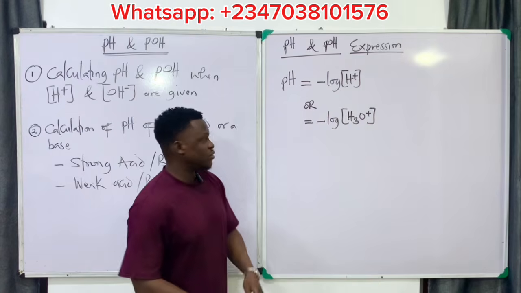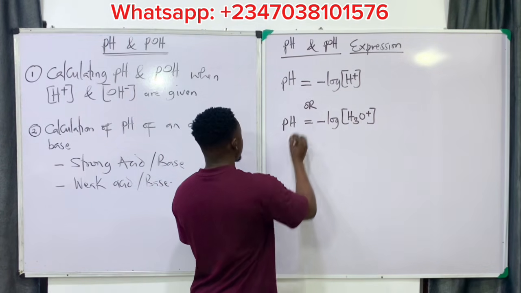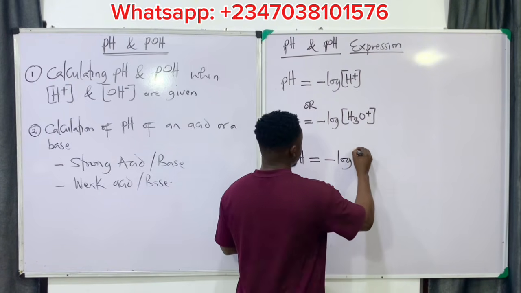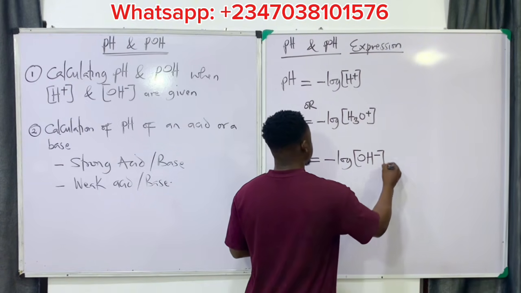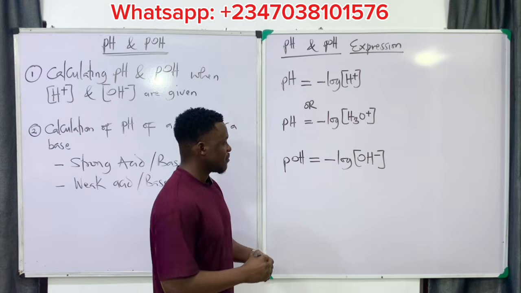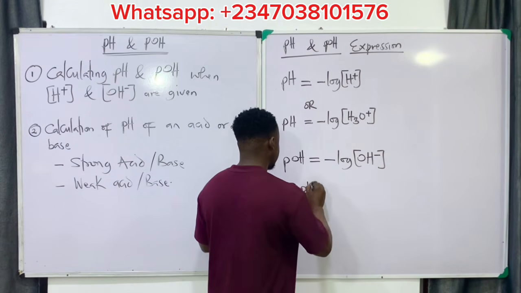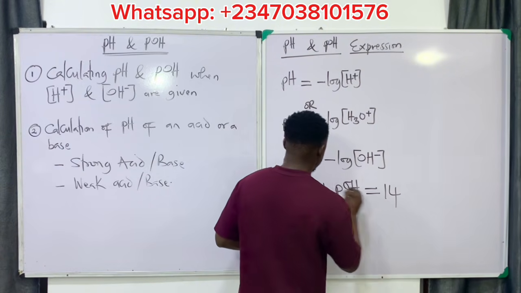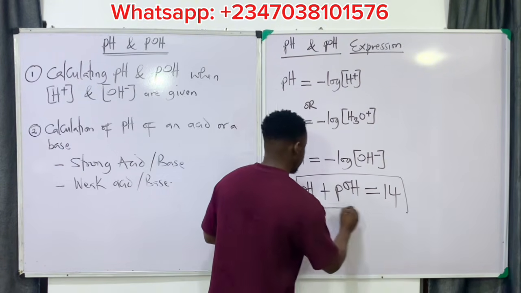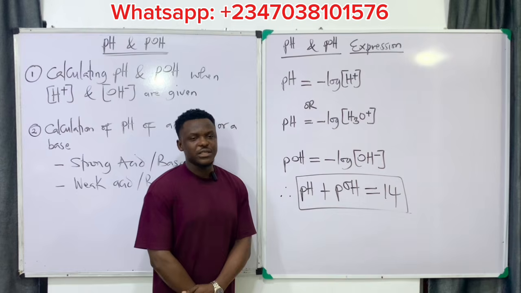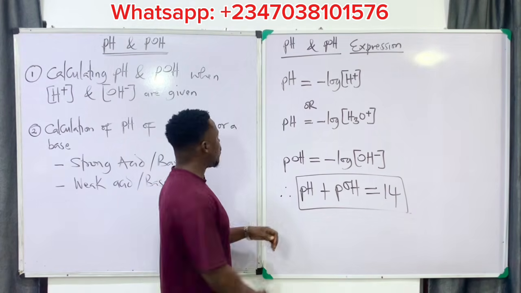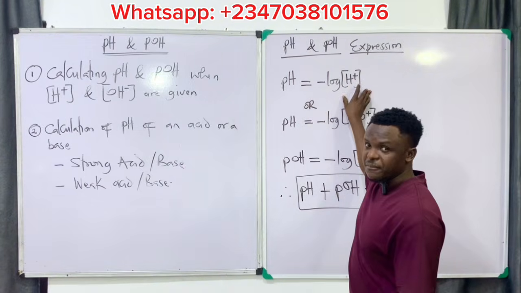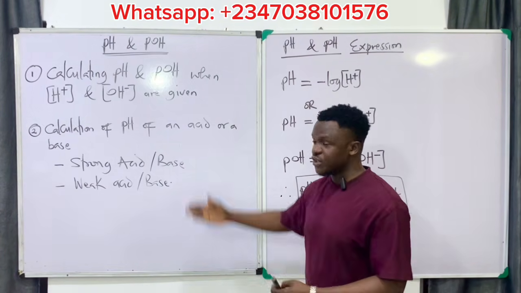They are mathematical expressions, whereas pOH is negative log of OH minus. So therefore, the relationship between pOH and pH is this: addition of pH and pOH must always give us 14, right? So whether we are solving for the first one or the second one, we must make use of this formula. The nature of the question is what is going to differentiate all of them.